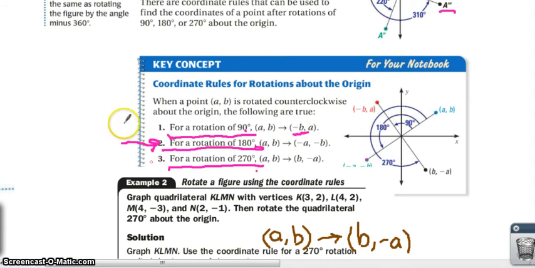And then thirdly, for a rotation of 270 degrees, again we're going to switch our x and y coordinates, but this time it's the y coordinate that we change the sign of. So it's a little bit like the 90-degree rotation, where we change the positions of the x and y coordinates, and then we change the sign of one of them. 90 degree, we change the x coordinate. 270, we change the y coordinate.